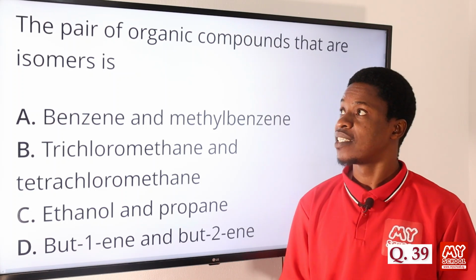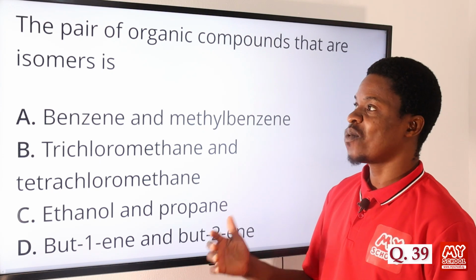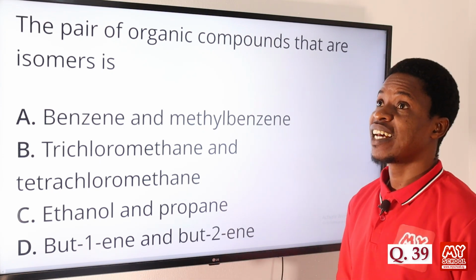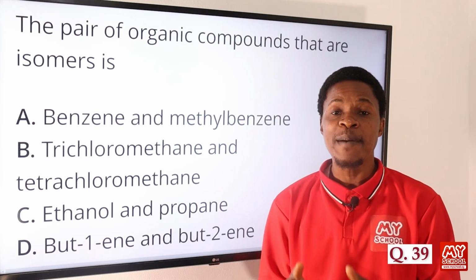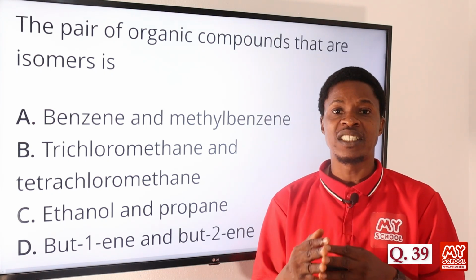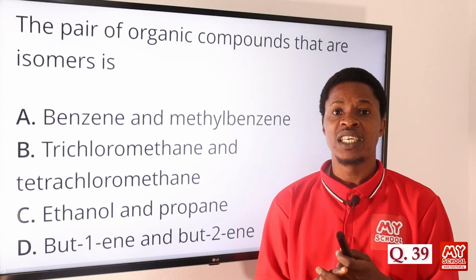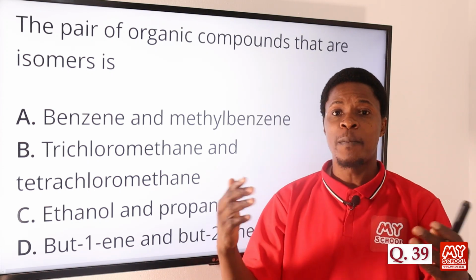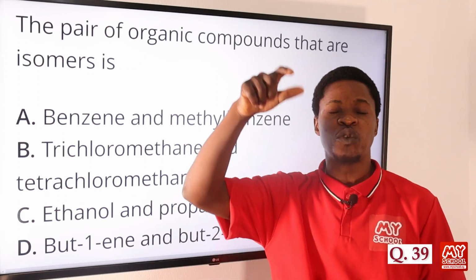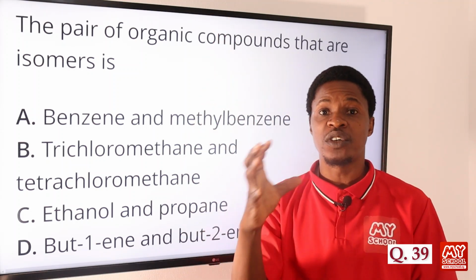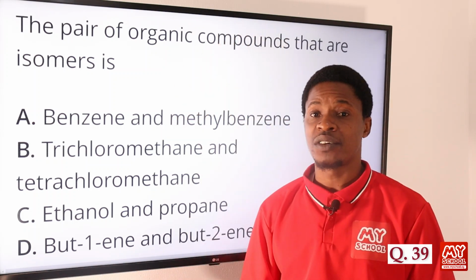Question number 39. The pair of organic compounds that are isomers is what? Remember, isomers are compounds that have the same molecular formula but different structural formula. That means the number of carbon and hydrogen for the compounds that are isomers will be the same, but in terms of structure, by the time you draw them, you'll be having different structures in spatial representation.